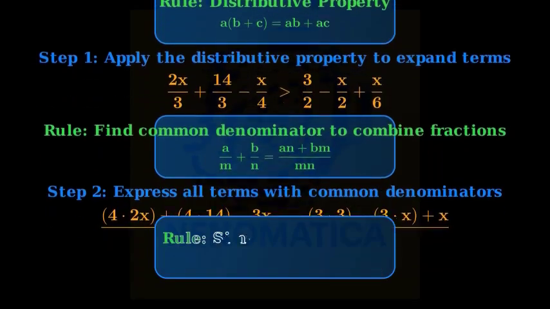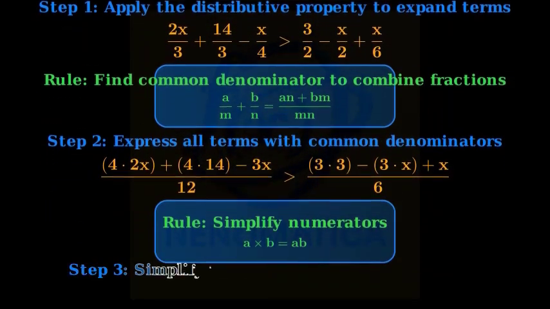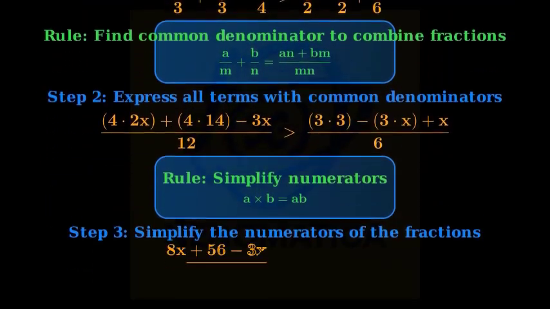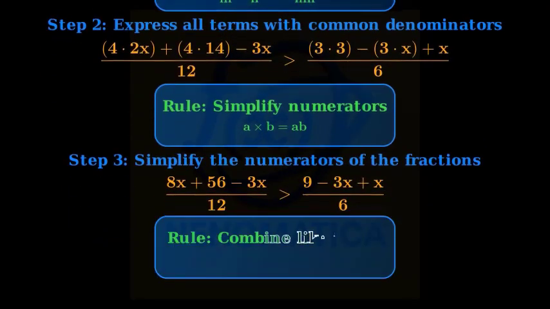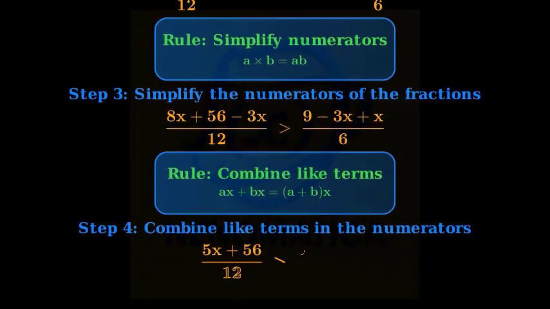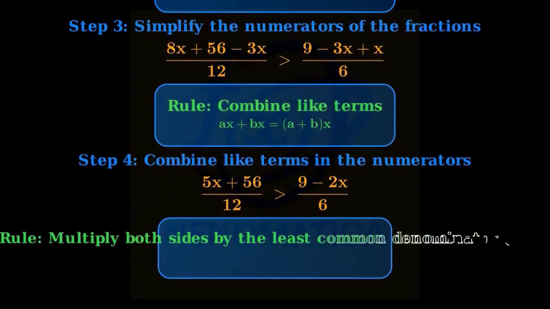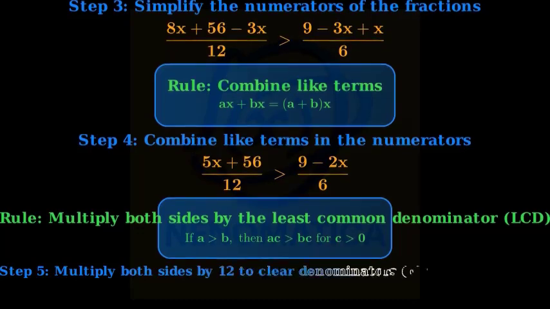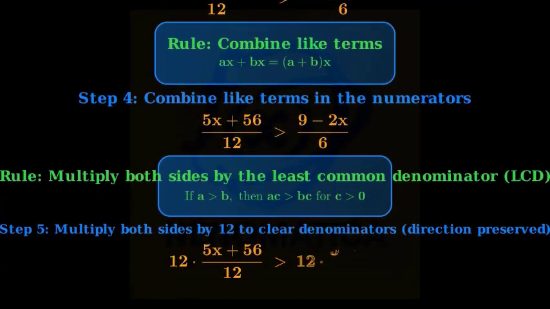Step 3. Simplify each numerator. Step 4. Combine like terms in the numerators. Step 5. Multiply both sides by 12, the least common denominator, to clear fractions. The inequality direction is preserved because 12 is positive. Step 6. Simplify the multiplication.